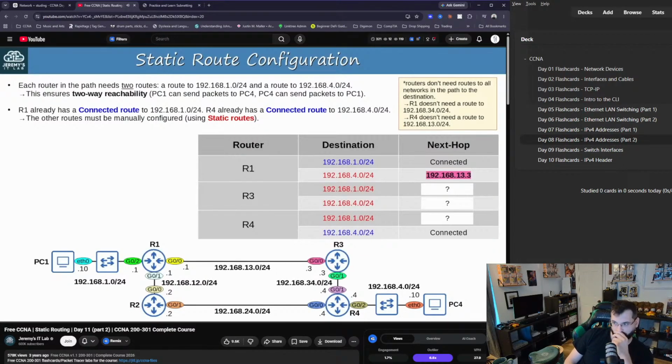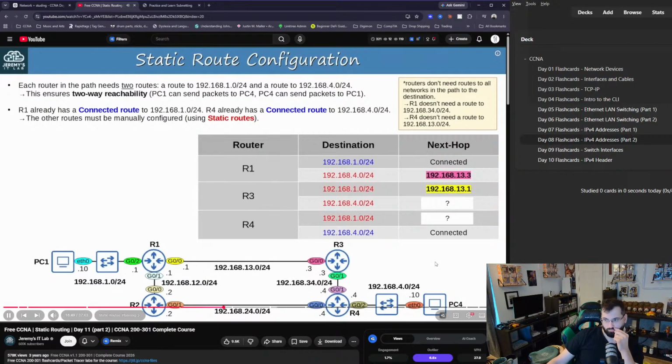The answer is 192.168.13.3, the IP address of R3's G0/0 interface. R1 has a connected route to 192.168.13.0/24, so it knows how to reach 13.3. It can then use that IP address as a next hop to send packets toward the 192.168.4.0/24 network. Okay, next one. What next hop IP should R3 use to send packets to the 192.168.1.0/24 network? The answer is 192.168.13.1, R1's G0/0 interface. And how about 192.168.4.0/24? Oh, is it because it has to go back? No. All right, what do we got?